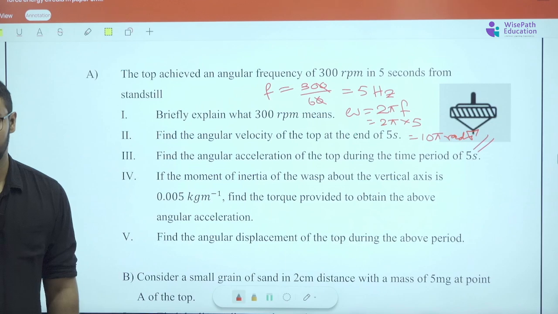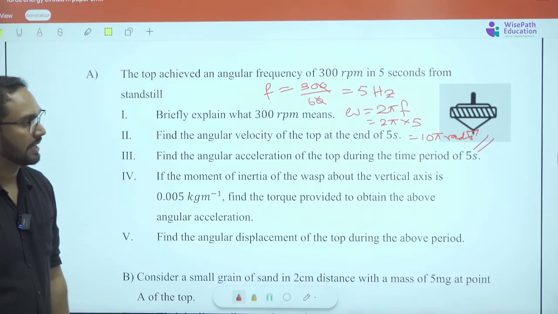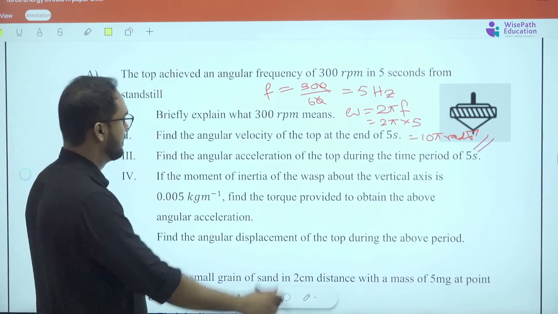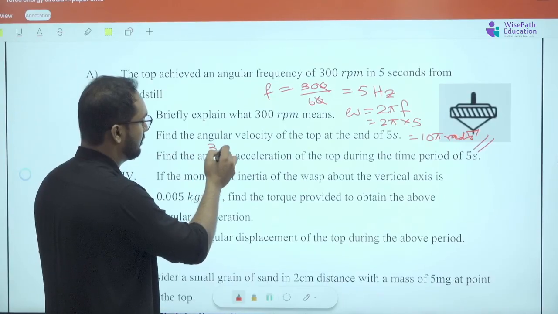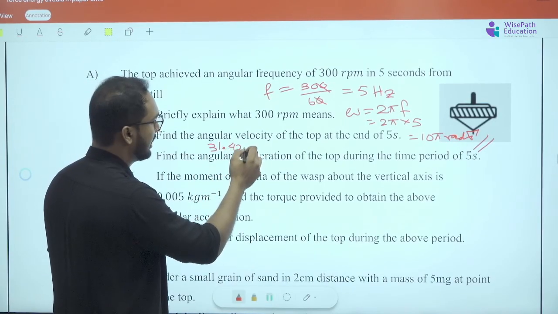Yes, simplify the pi. Then it is 31.4, 31.42 rad per second, right? That is 31.42 rad per second.